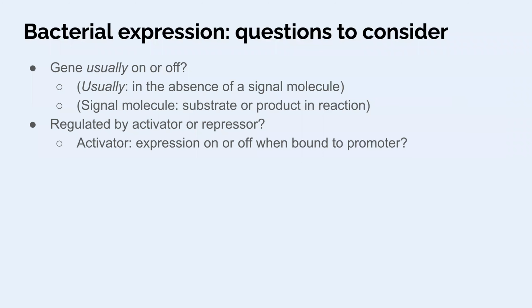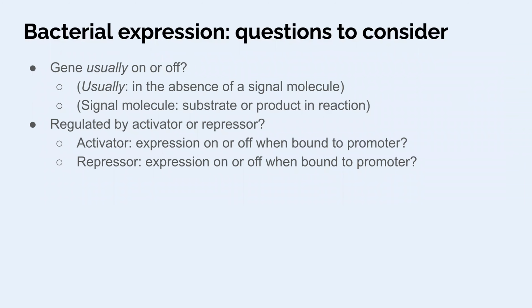Activator or repressor. As we've seen, the definitions of activator and repressor have to do with what happens when they attach to the DNA. So an activator makes transcription happen when it's on DNA. The repressor prevents transcription when it's on DNA. It's kind of built into the names. It's pretty easy, I hope.